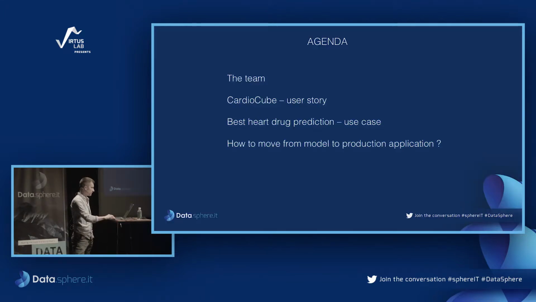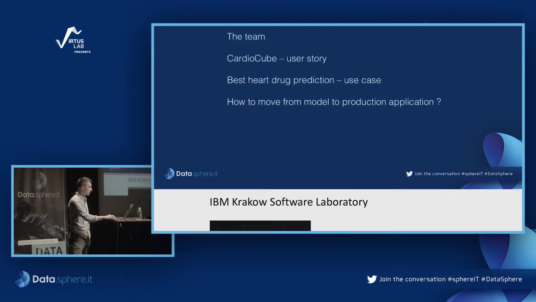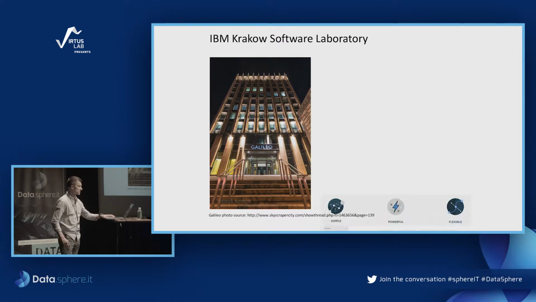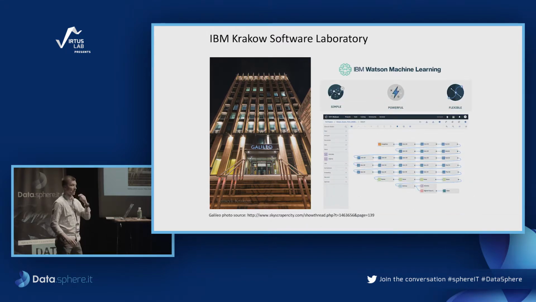Okay. So first, let me tell you a little bit more about the team I'm actually working in. We are part of the Krakow Software Laboratory, IBM's, located at Armii Krajowej Street. You can see the Galileo building here. We are working on the Watson Machine Learning service on public cloud.